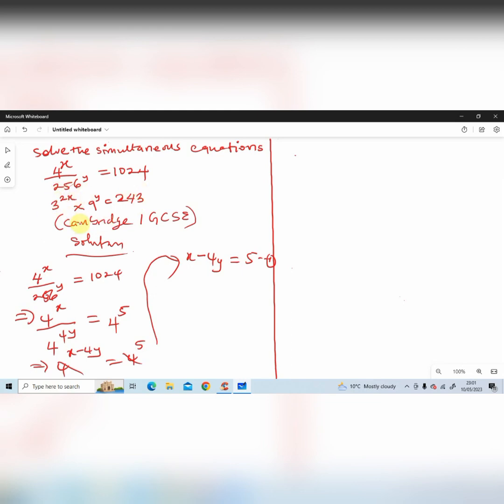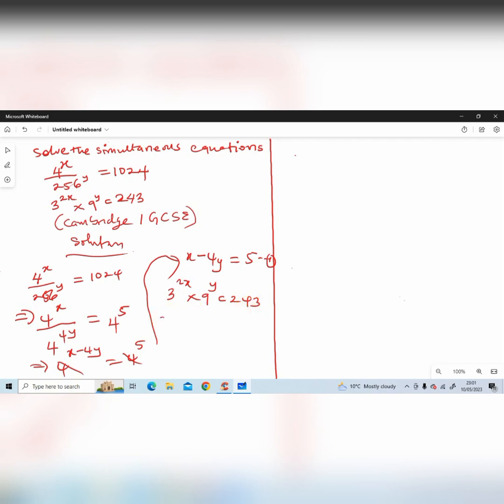So I'll bring out the second equation, which is 3 exponent 2x multiplied by 9 exponent y is equal to 243. Okay, so I'm going to make everything here to be of the same base as this exponential function, which is 3. I'm going to make 9 to have 3 as the base. I'm going to make 243 to have 3 as its base also.